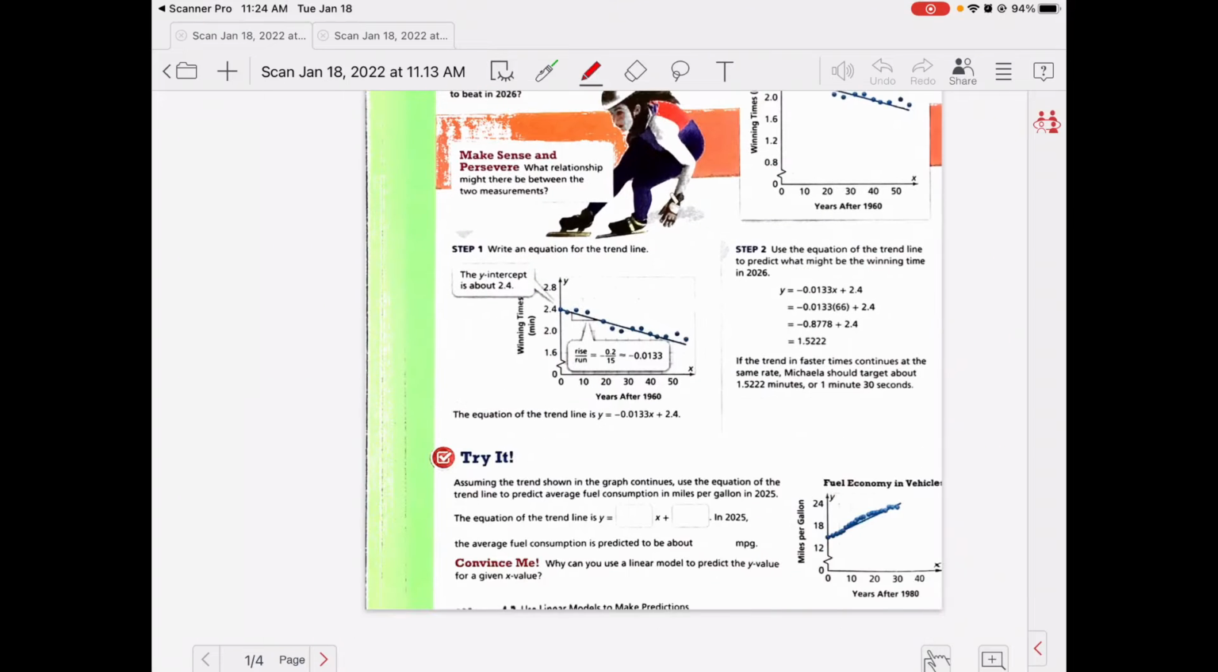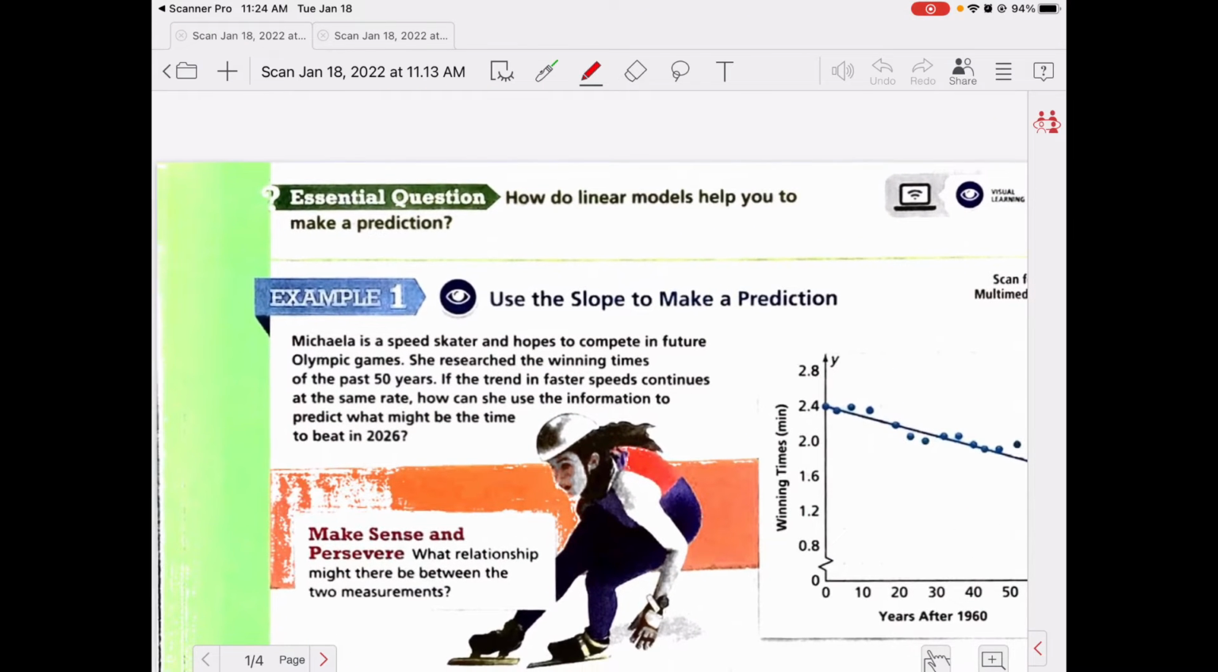Going to be on page 232 here. Okay, and we're going to be looking at linear models to help make a prediction. So we've talked about equations of lines before, and remember that's our y equals mx plus b, where m is our slope and b is our y-intercept, and that's where our line crosses the y-axis. So we're going to use those skills that we did with scatter plots now.